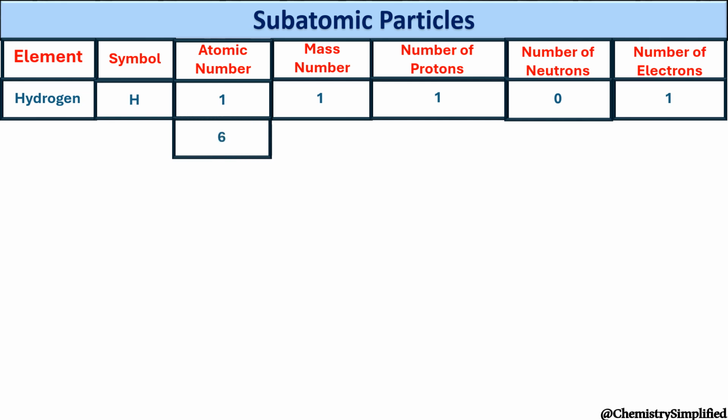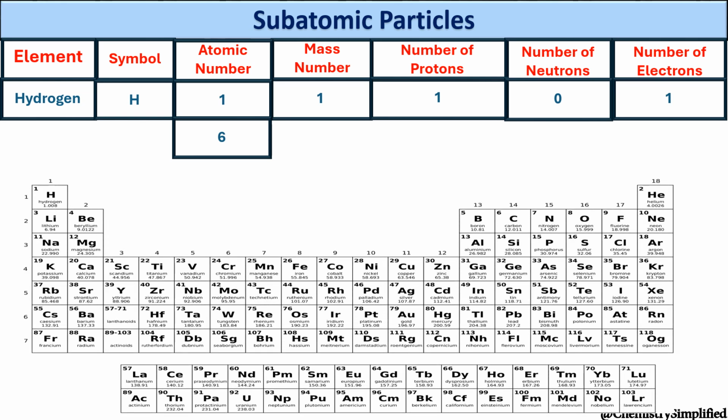Next, let's say we're given the atomic number of 6. We're given an element whose atomic number is 6, and we have to find the rest of these values, such as the number of protons, neutrons, electrons, and so forth. So let's bring up the periodic table to find which element has an atomic number of 6. When we look it up, we see it's carbon. So carbon has an atomic number of 6. The chemical symbol for carbon is C. And the mass number of carbon is 12.